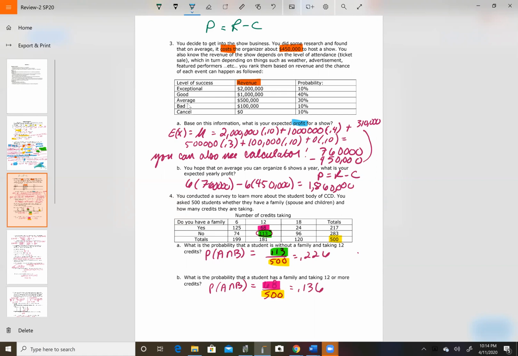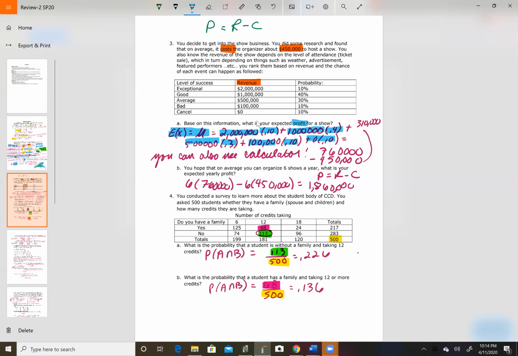So what that looks like is using the expected value formula, which we just did in one or two problems before. So you take the revenue, so we take 2 million times 10% probability you'll make that much, plus 1 million, and there's a 40% probability that you'll make that much, plus 500,000, there's a 30% probability you'll make that, plus 100,000, there's a 10% probability you'll make that. And there's a 10% probability that you won't make anything at all, which would suck.